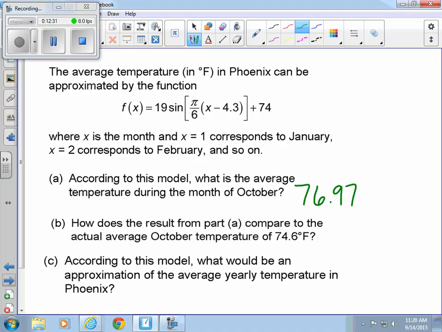Does it make sense? It does, because is our model going to be perfect? No. Would you say that this is close enough to call it a pretty good model? Yeah. The average temperature was 2 degrees off. Makes sense that that would fit. So how does it compare? It's a little below. Right? Actually, it's a little above.